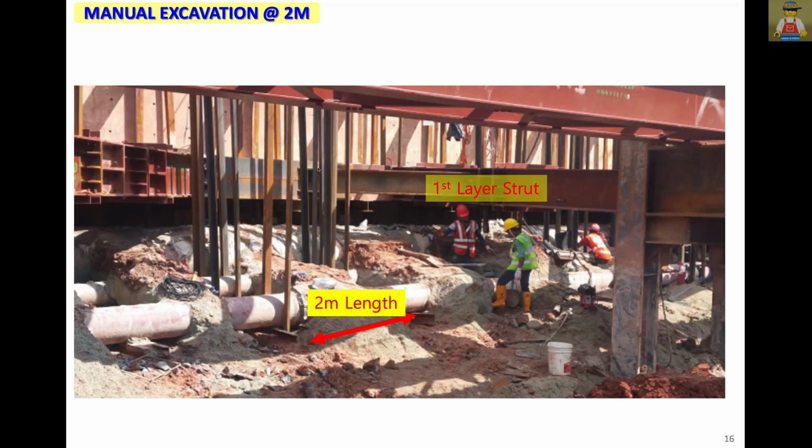And this photo shows the first layer strut here, then it's starting to support utilities every 2 meters from this line and another line, then excavating for the next line. Once exposed and supported every 2 meters, then we can go down for the second layer excavation.